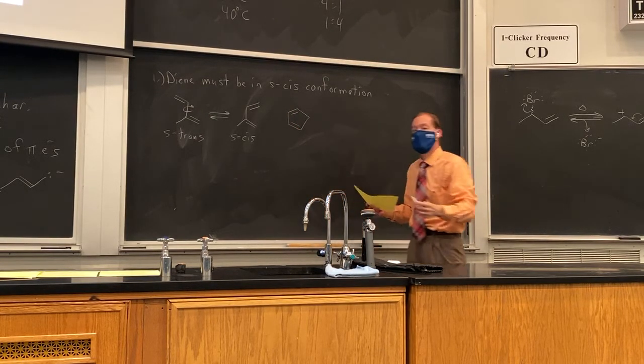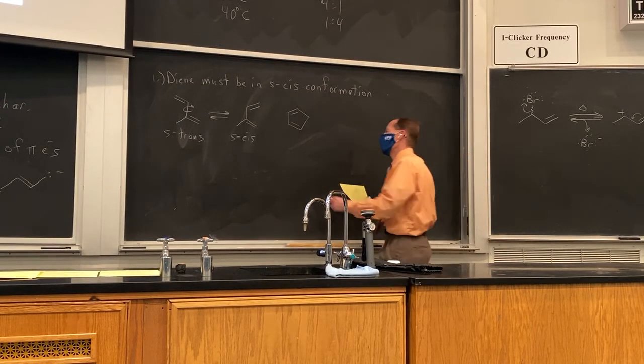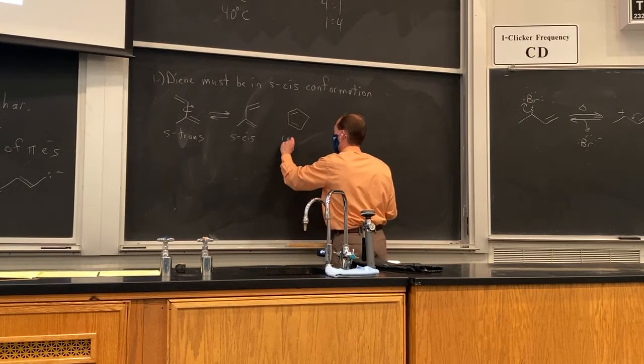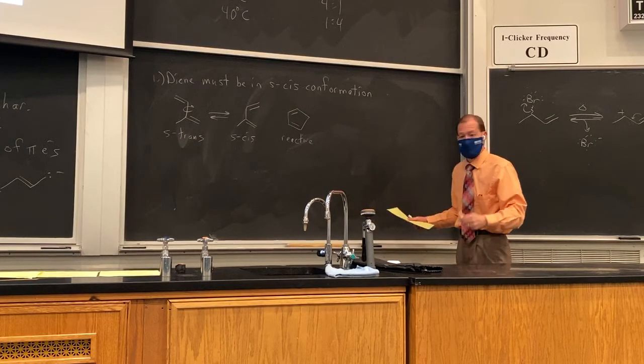So here we have cyclopentadiene. Cyclopentadiene is a very good diene in Diels-Alder reactions. It's locked into the S-cis conformation. Okay? So cyclopentadiene will be reactive in a Diels-Alder reaction.